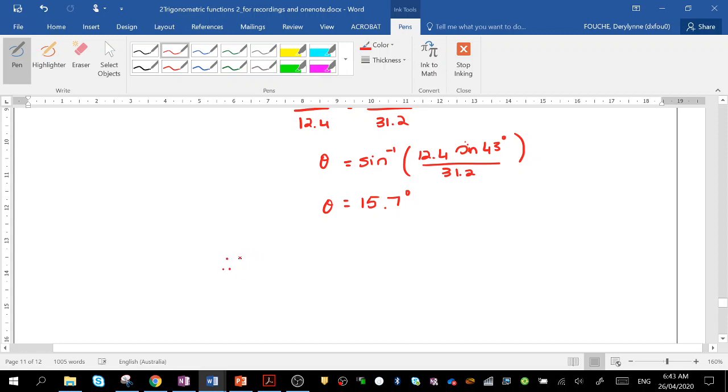So therefore, the bearing of the ship from Q is 15.7 degrees.